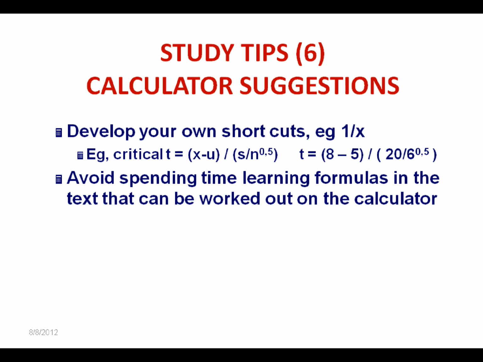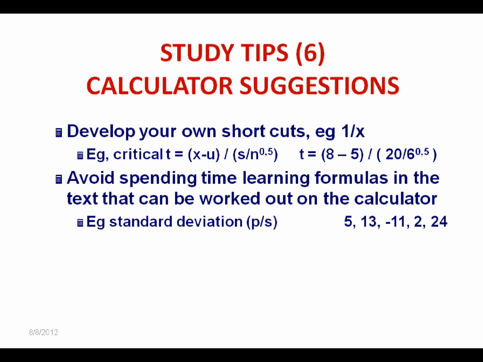Right, so my next point would be that in the text you see lots of formulas, and the text explains it in terms of the formula, but if you can do that on the calculator, there's no need to go learning some of those formulas off by heart. You might want to learn the one that we've just looked at, for example, the calculation of critical T, because that's a formula that you need to be able to commit to memory. But if you're trying to learn the formula for calculating an annuity, and you can use the time value of money buttons for that, then for heaven's sake, don't waste time just trying to learn the formula because it's in the text.